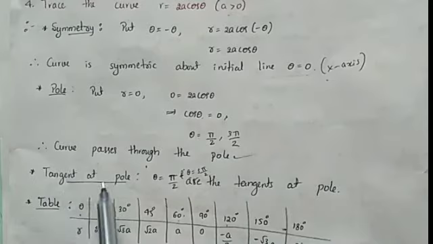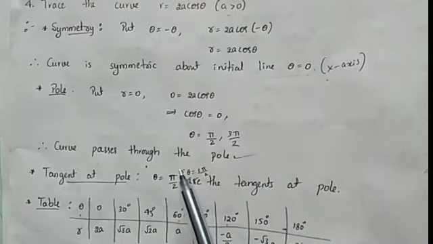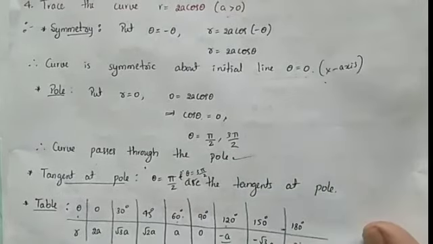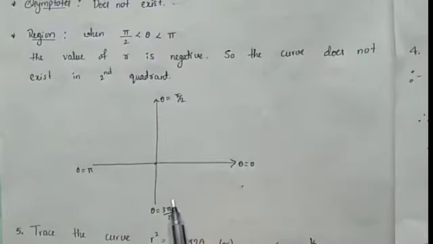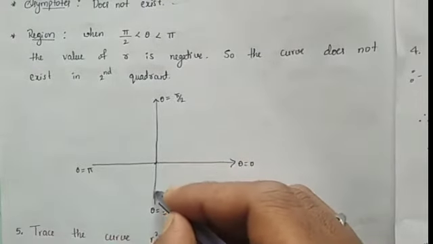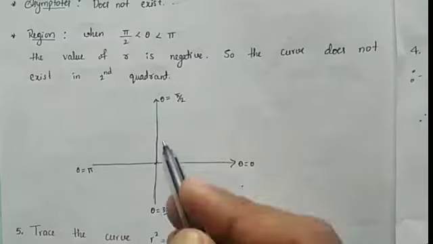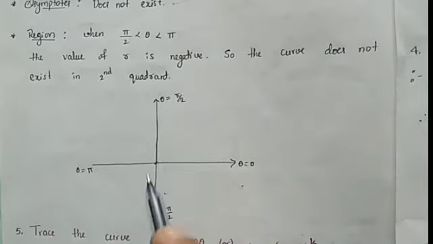The next one is the tangents at the pole. Theta is equal to pi by 2 and theta is equal to 3 pi by 2 are the tangents at the pole. Both are the tangents at the pole.